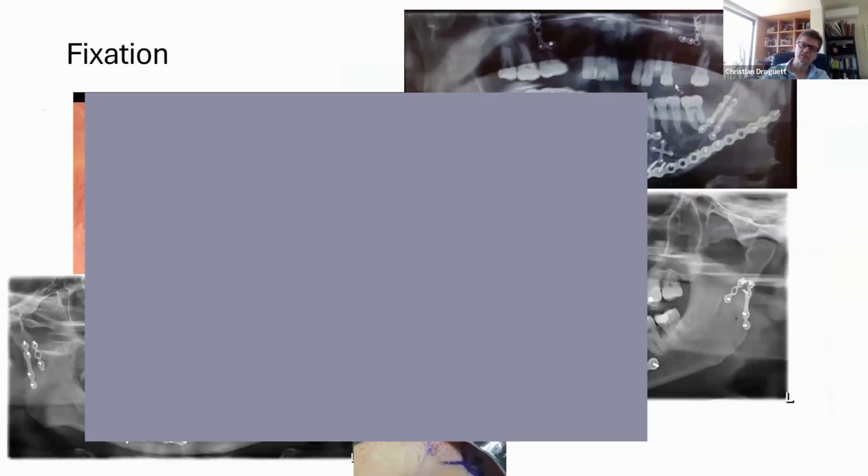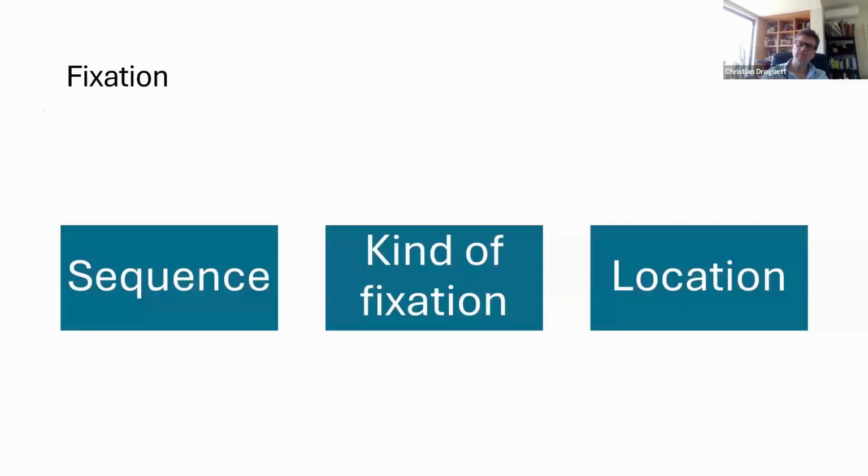About the fixation, I think that there are three main things that we have to worry about when we do the fixation of the mandible. One is the sequence of how we will do this fixation. The other one is the kind of fixation that we will choose in a certain case, and where we will put our plates and screws in this fractured mandible.